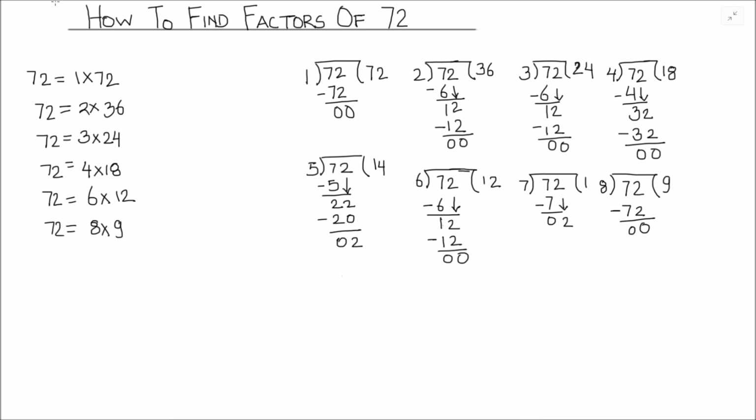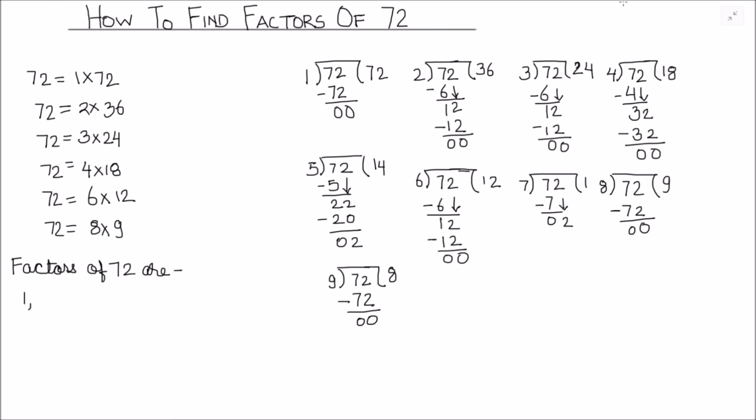Next we'll divide 72 by 9. So 9 times 8 is 72 and the remainder is 0. So we see we got two factors as 9 and 8, and we already got 8 and 9 in our factors. So we'll stop our division process here and we'll note down all the factors of 72.